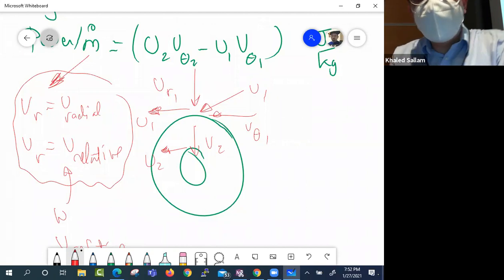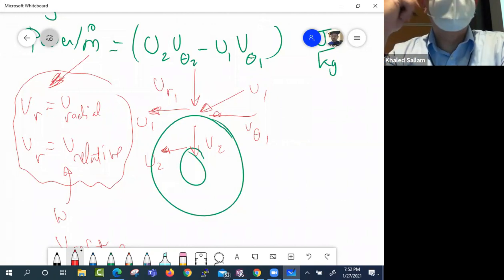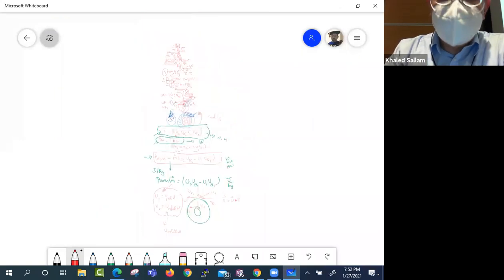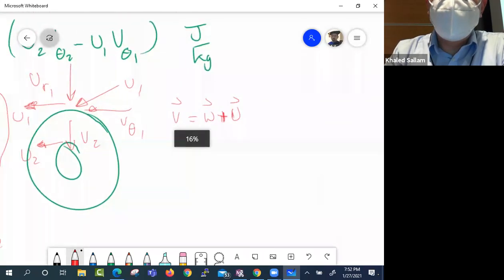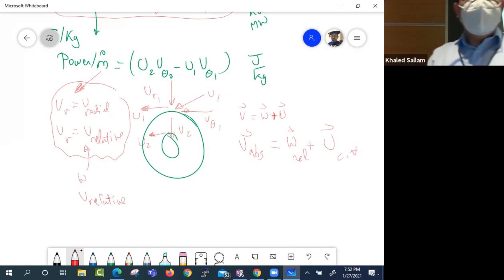So what is the relative velocity then? Relative velocity, not radial. We said the equation last week was V equals W plus U. That's the equation. Or, if we want to be super clear and have no confusion whatsoever, we will tell ourselves V absolute is W, which is the relative velocity, plus U, the control volume velocity or the plate velocity.